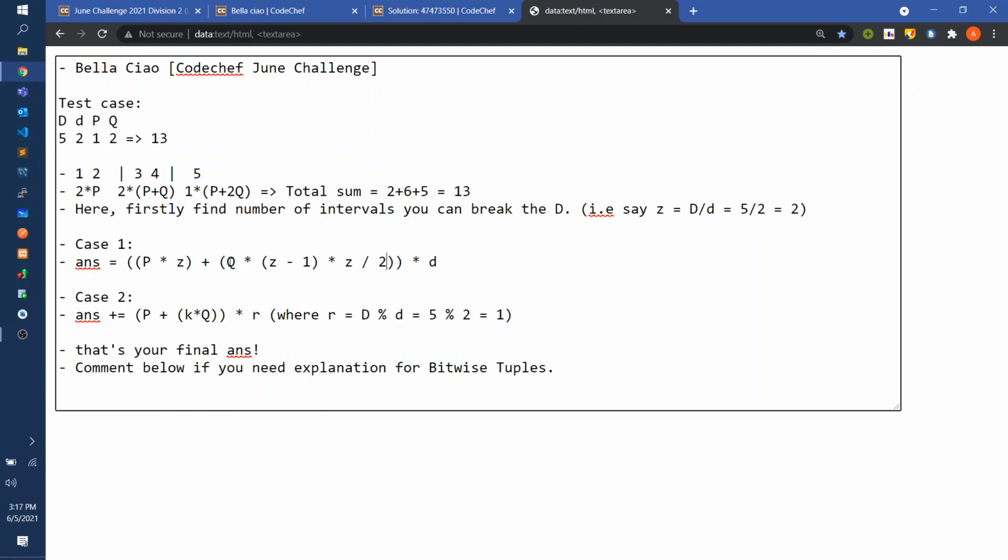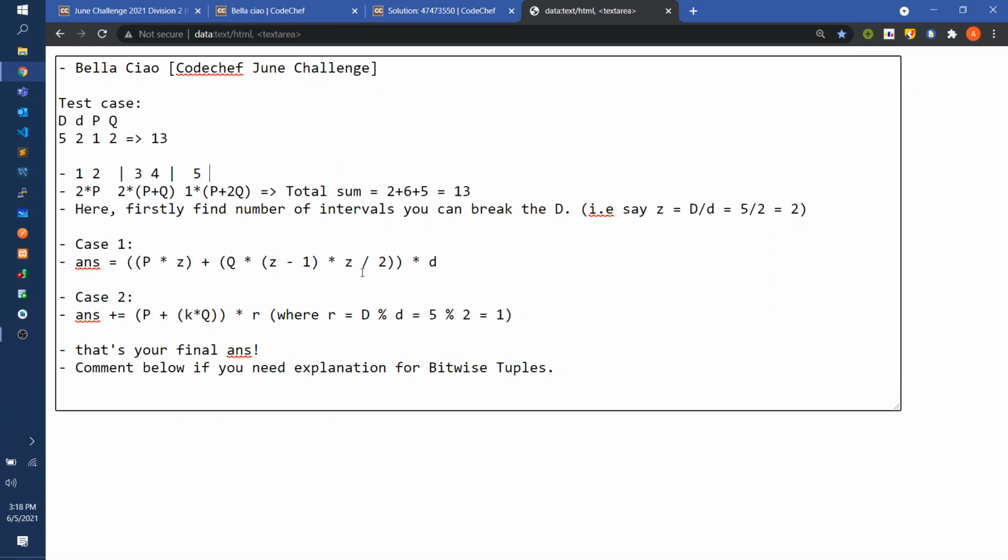In this way we get the contribution of Q for these two intervals, and this whole expression we multiply by d, where d is the number of days in the interval we broke down into. So this is how we get case one.